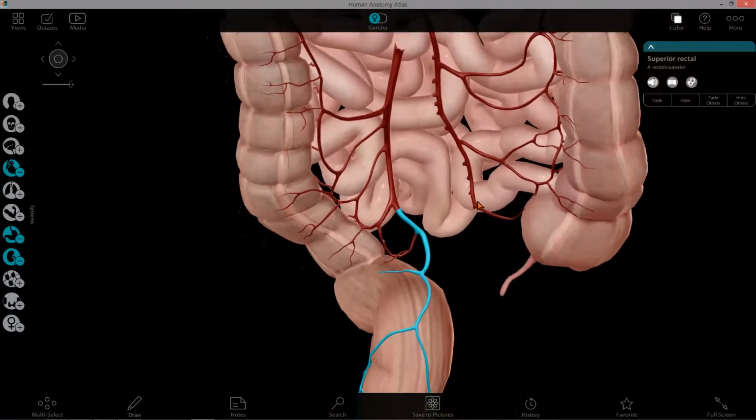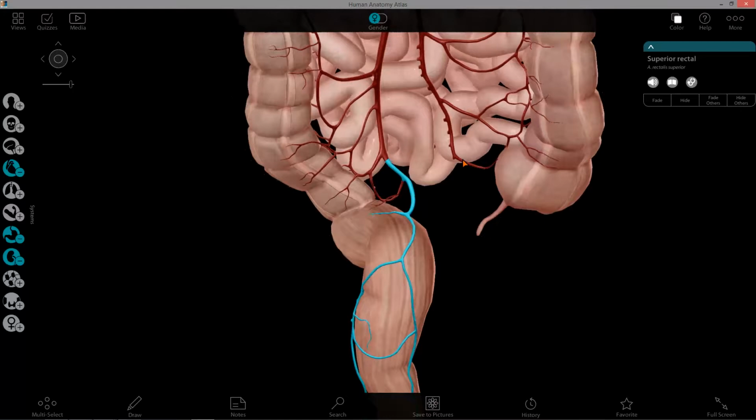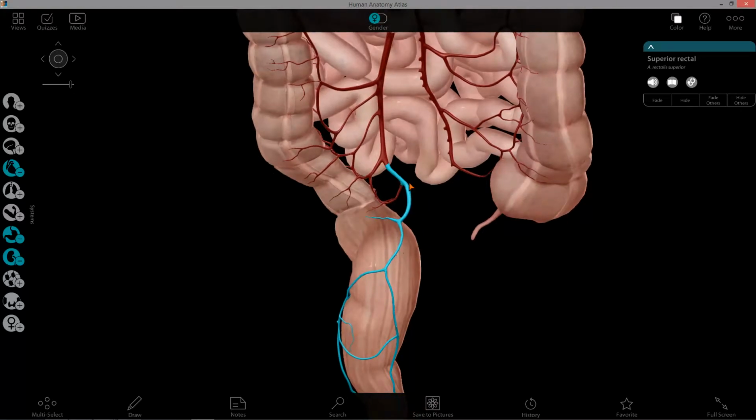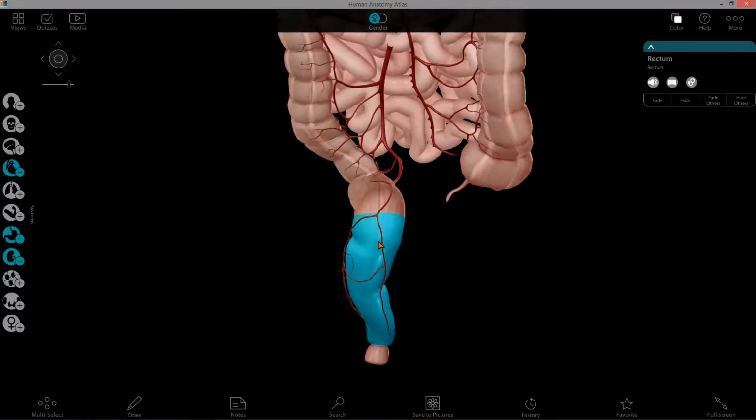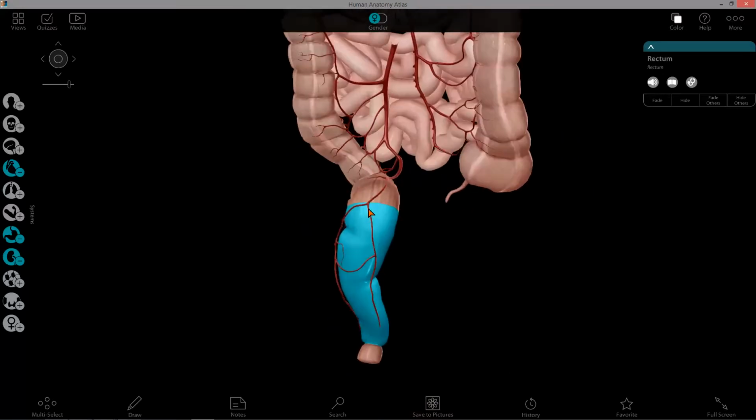Finally, the superior rectal artery is kind of like the terminal branch. It's more like a continuation of the inferior mesenteric artery, and it supplies the proximal or upper rectum. So I've selected the rectum here, and as you can see, it descends down from the inferior mesenteric to here and supplies the rectum.